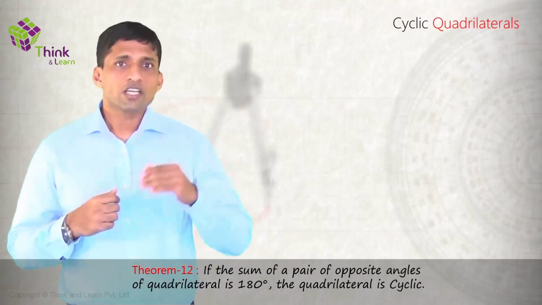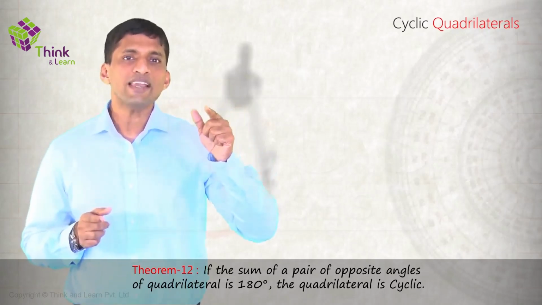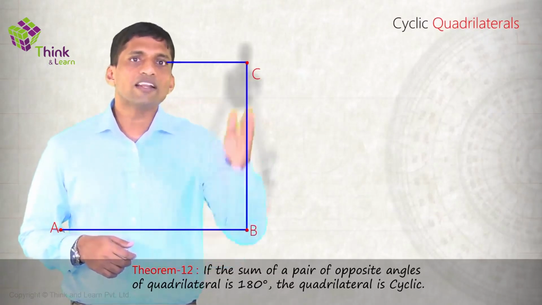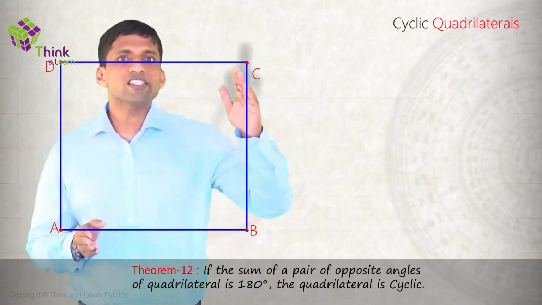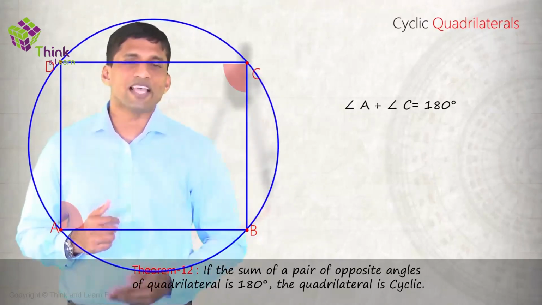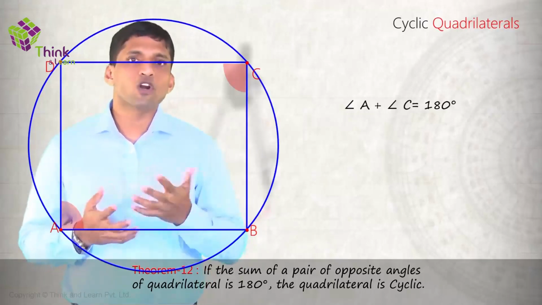The converse is, if the sum of a pair of opposite angles in a quadrilateral is 180 degrees, then the quadrilateral is cyclic. That is, if I take a quadrilateral ABCD, where angle A plus angle C is equal to 180 degrees, then this quadrilateral will be cyclic. So it's a very simple theorem which can be used again while solving questions.